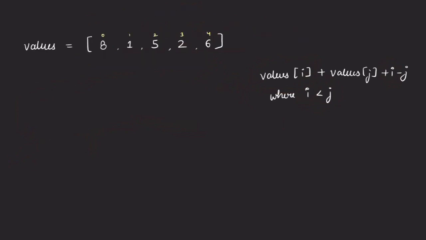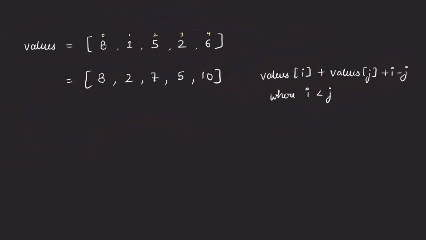Now, if I try to find values of i plus i for each index, what I will get is 8 plus 0, that is 8, 1 plus 1, that is 2, 5 plus 2, 7, 3 plus 2, 5, and 6 plus 4, 10. So this will be the array.